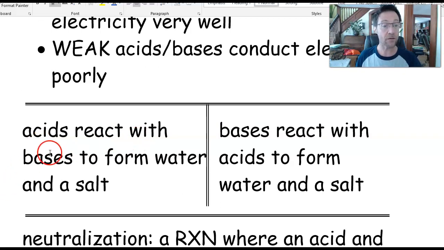All right. Acids react with bases to form water and salt. Because remember the little song? We almost had a little song going on. I was kind of feeling it there for a minute. Little acids and bases make water and salt.